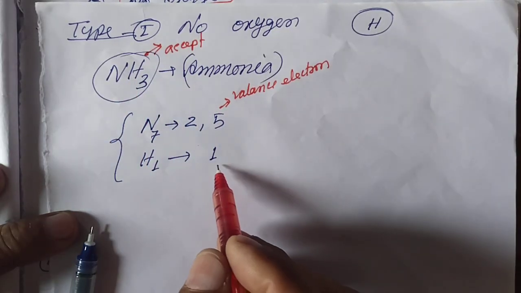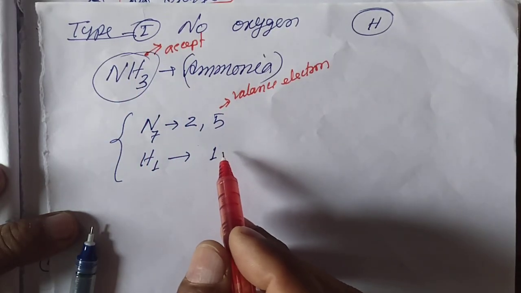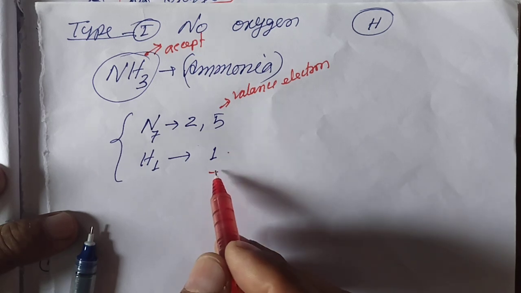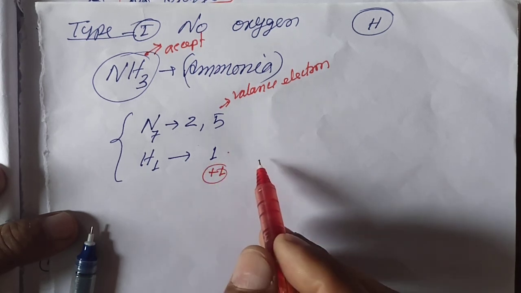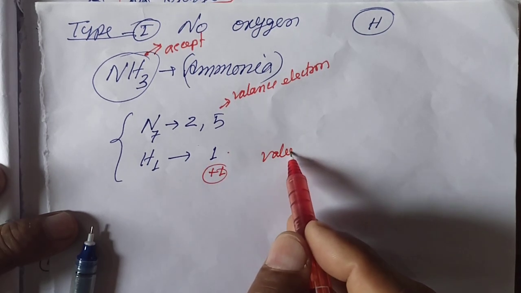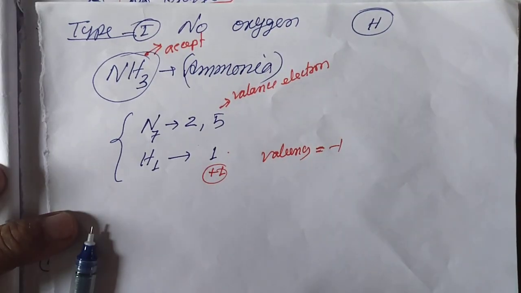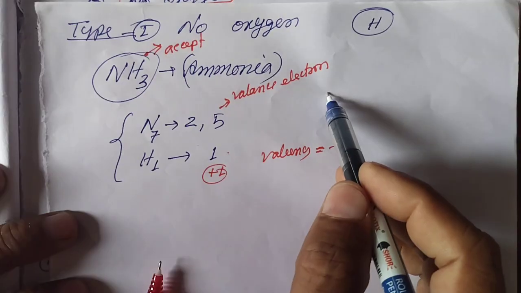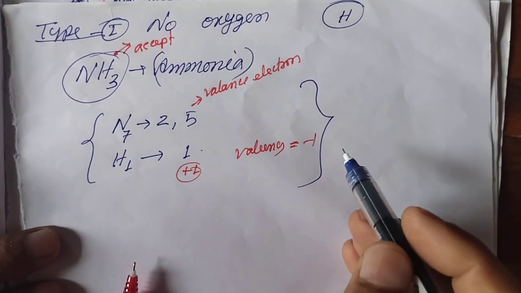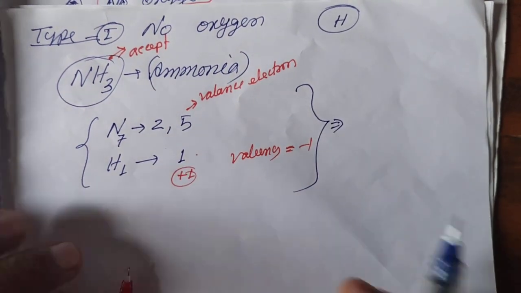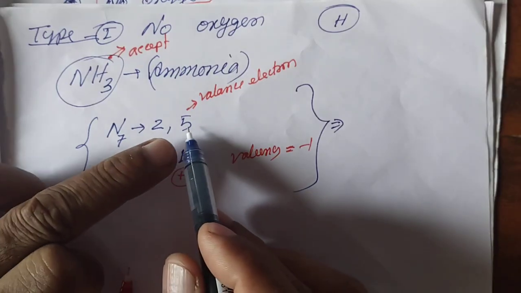So to make the outermost shell fully filled, meaning outermost shell 2, it will borrow 1 electron, 1 plus 1 is 2. So hydrogen valency how much? It is accepting an electron, so valency is -1. Now how to do the calculation, you see? It is done like this. Valence electron of the other element. Valence electron means outermost electron.